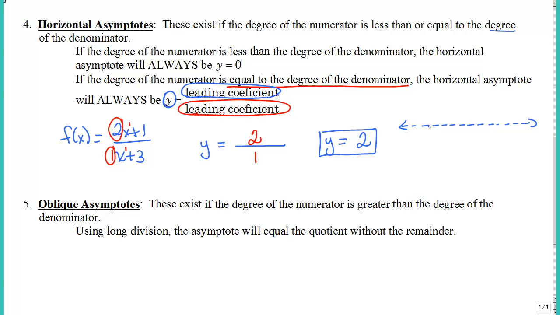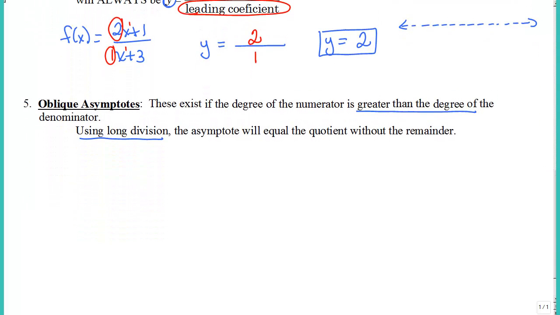Now I want to go back and make sure you've read this, that if the degree of the numerator is less than the degree of the denominator, you don't have to do any work. The horizontal asymptote is always going to be y equals 0. And of course you can just write that down. And so the other option is when the degree of the numerator is greater than the degree of the denominator. That's when you have an oblique asymptote. And we're going to find those oblique asymptotes using long division of polynomials. So of course we need to review that.